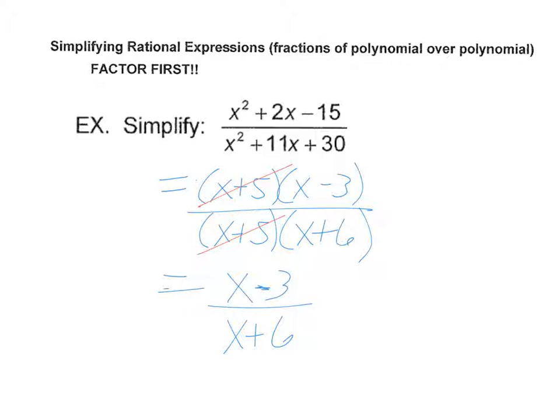Similarly, at the very beginning of the problem, you might be tempted to cross out the x squareds. You can't do that. They're sealed up with those pluses and minuses. It has to be an all or nothing situation like with the x plus 5s.